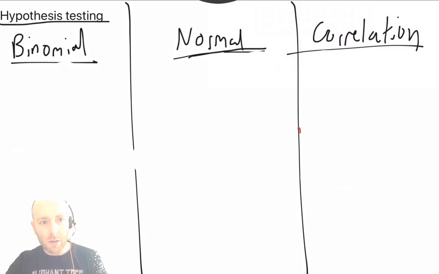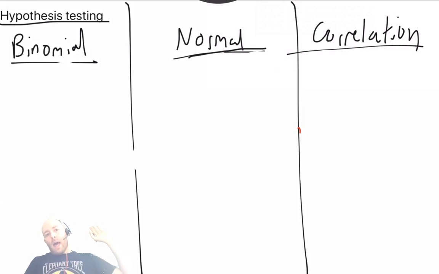Yeah, so we're just going to quickly recap how to do binomial hypothesis testing, and then we're going to talk about the other two types, which is all we've got left of the course now: normal hypothesis testing and testing the correlation of a sample.